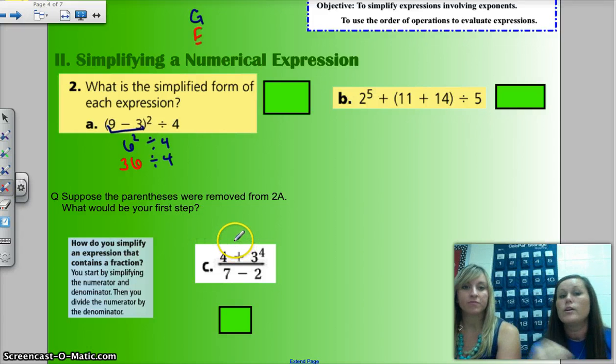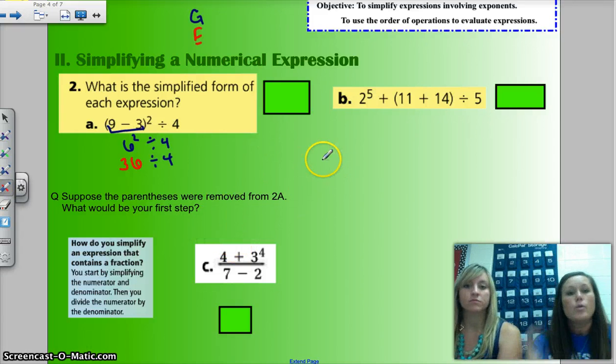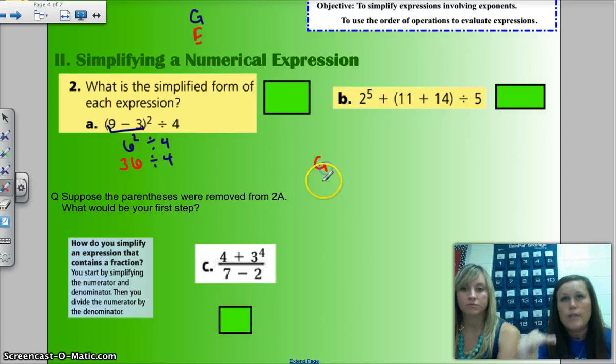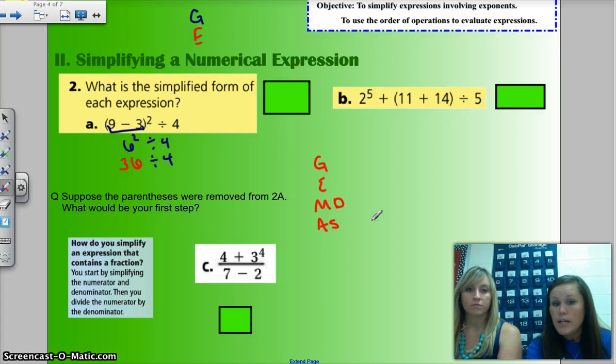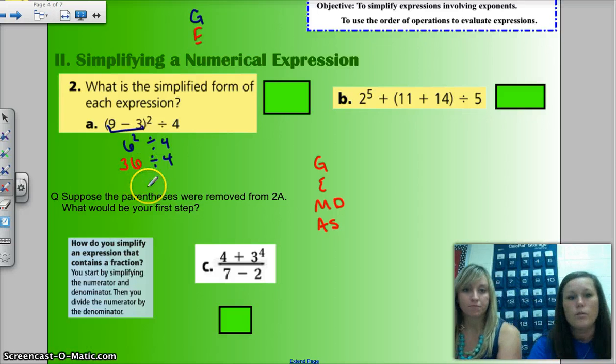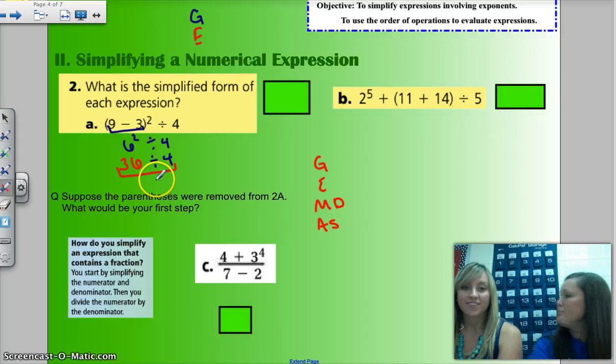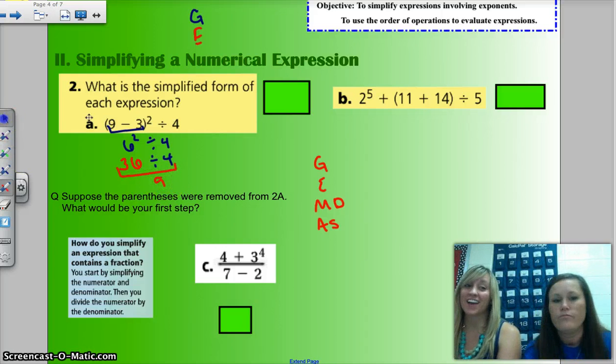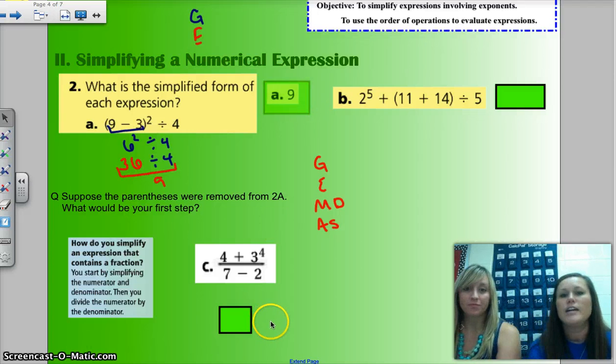36 divided by 4. Now here's where this is great. It goes GEMDAS, grouping symbols, exponents, multiplication, division, whichever comes first, left to right in the problem. Well, I don't see any multiplication here, so I'm going to go ahead and do division. So 36 divided by 4 is 9. I got 9 too. Beautiful. Fantastic.